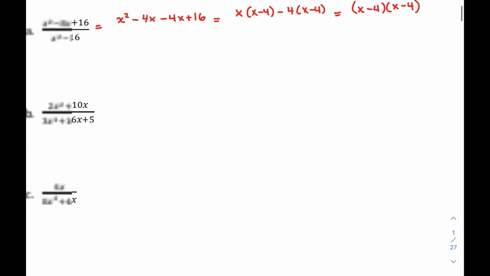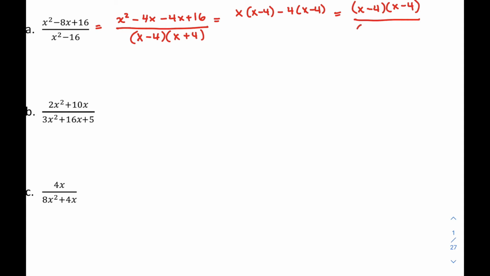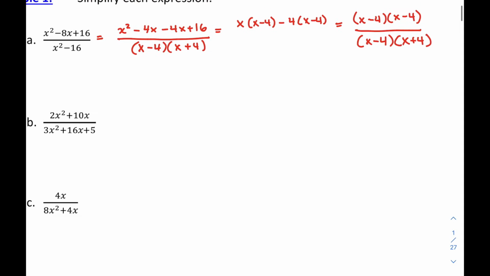And then on bottom, quick little reminder, that's a difference of squares where it's x squared and 16 is 4 squared. So those always factor into 1 plus and 1 minus factor. So x minus 4 times x plus 4.